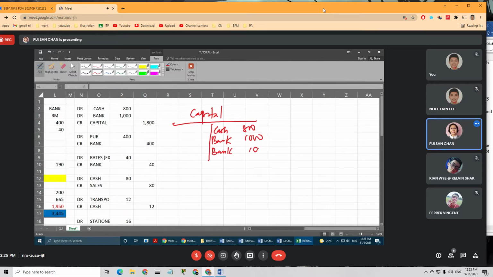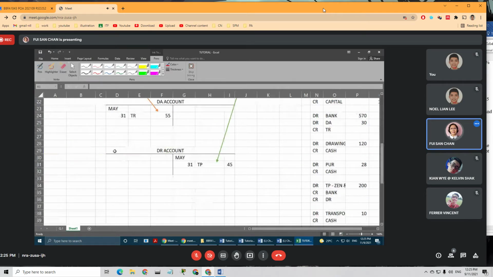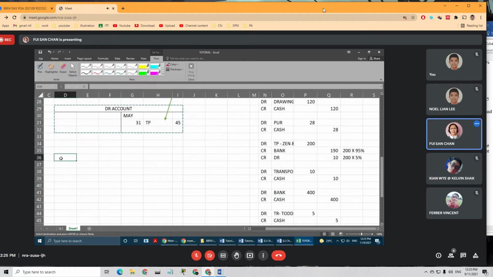Now you see the way I do this one is not complete. I should have put the date. If you want to do a very, very nice and complete one, what you need to do is make a template. I copy from this one, like this. So here you put capital account. I just change this one to capital account, and I put the name.